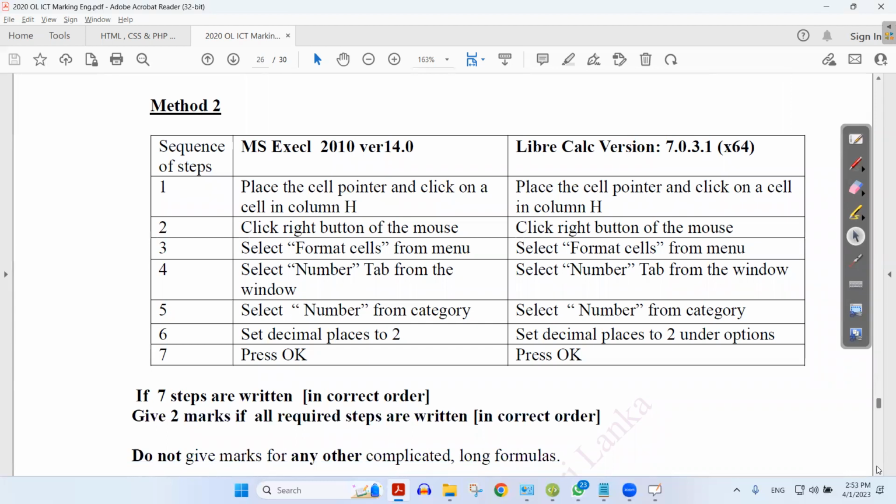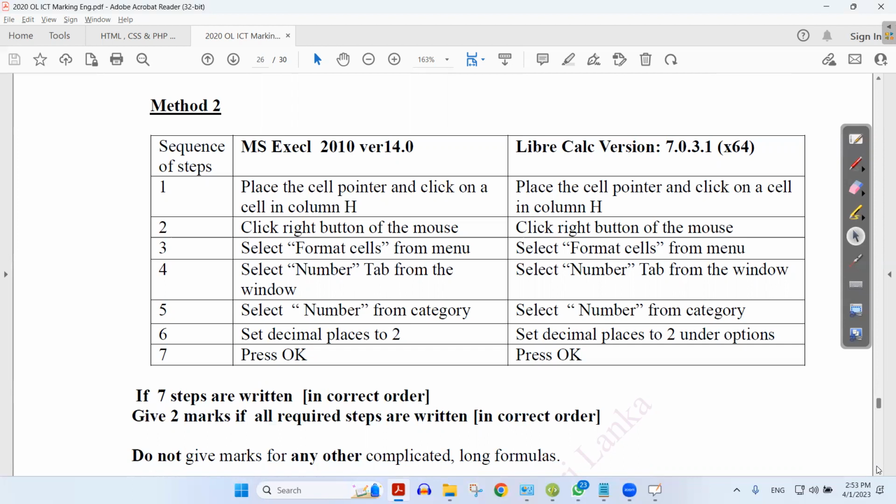Place a cell pointer and click on the cell in column H. Click right button on the mouse, select format cells. You're getting a particular window. Select number tab from the window. Select number from category and set decimal places to 2, and then press OK. Right. So in any of the cases you can take the marks, but this is a bit lengthier for you to run.